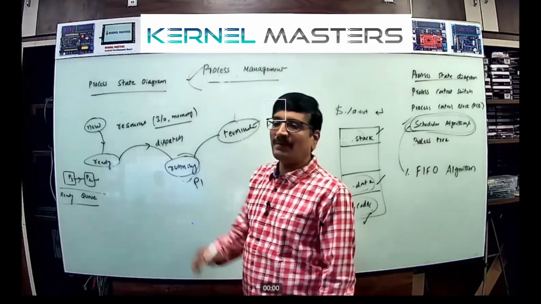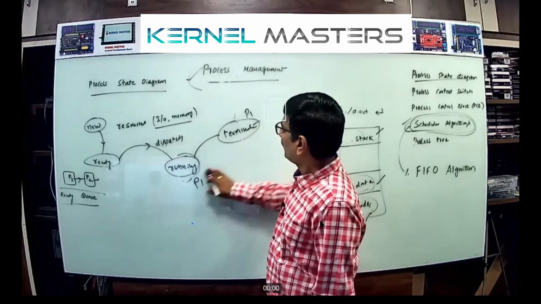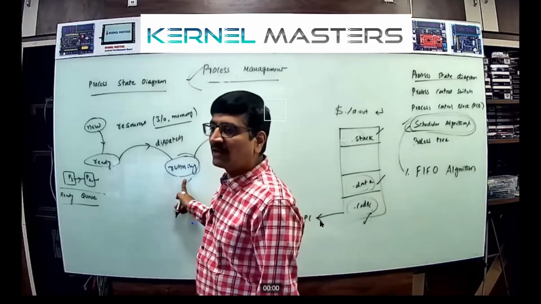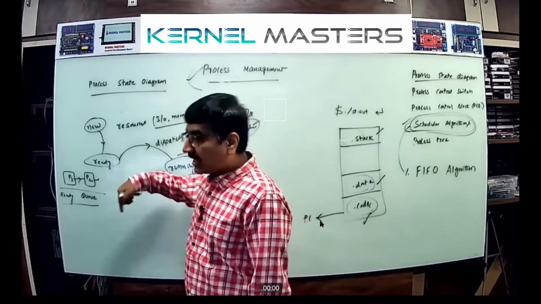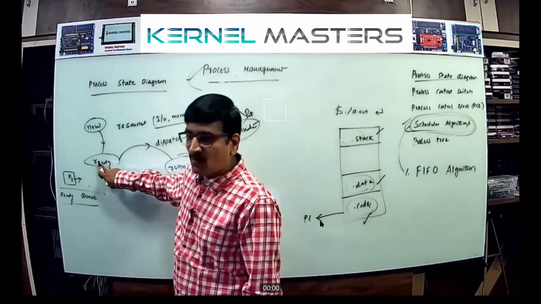Terminating. After some time the life is over. P1 comes to terminating also. Life is over. Terminating. So right now the processor, the microprocessor, is in an idle state. Next one is P2. P2 is removed from the ready queue and assigned to the processor here.